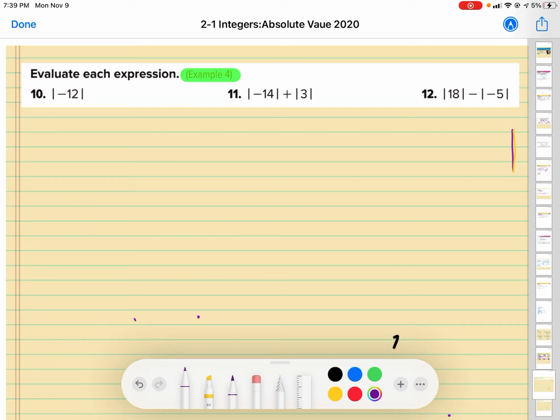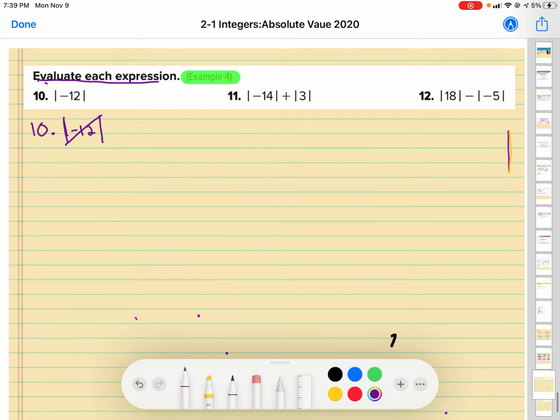Okay, here we're going to evaluate each expression. So we'll come down to clearing off all grouping symbols, just like when we did with order of operations. So copying down number 10, the absolute value of -12. I'm just going to make my bars bigger so that they don't look like ones. And you can use what method you want, make them a different color or whatnot. So I need to clear these out just like I would be clearing parentheses, that's a grouping symbol. So the absolute value of -12 is 12. It's just 12 away from 0 on the number line.